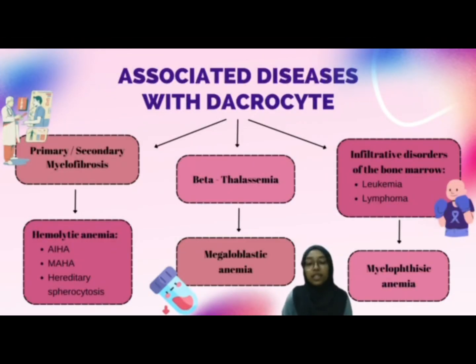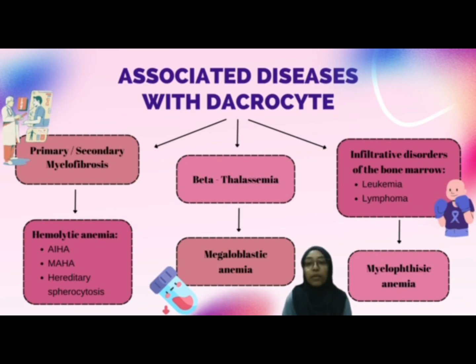Hi everyone, my name is Razina. Me and Hannah will be presenting about the diseases associated with dacryocyte. Here I have listed 6 diseases that are associated with dacryocyte. I will be explaining primary or secondary myelofibrosis, beta thalassemia, infiltrative disorders of the bone marrow such as leukemia and lymphoma, and finally hemolytic anemia, which includes AIHA, MAHA, and hereditary spherocytosis. Meanwhile, Hannah will explain about megaloblastic anemia and myelofibrotic anemia.